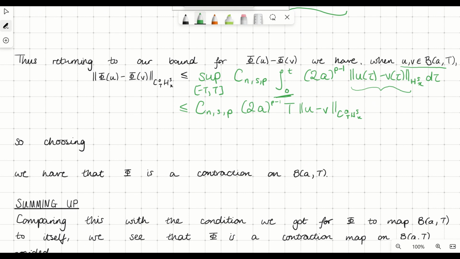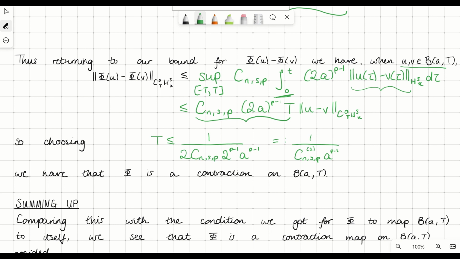So finally, to show this is a contraction, we need this term here to be less than or equal to half. So we choose T less than or equal to 1 over 2 CNSP times 2 to the p minus 1 a to the p minus 1. So let's call this 1 over CNSP 2 a to the p minus 1. And with this choice of t, we get that phi is indeed a contraction on the ball BAT.